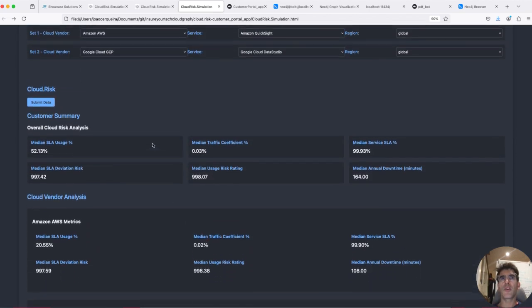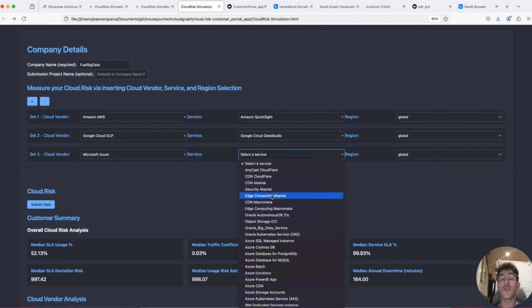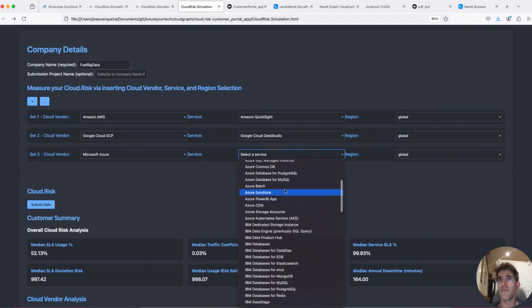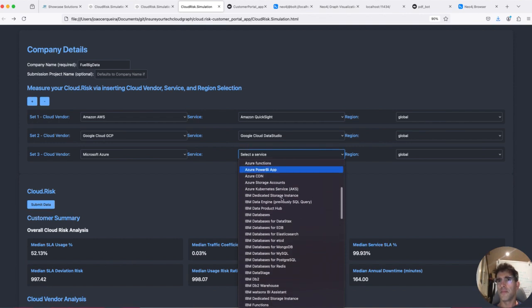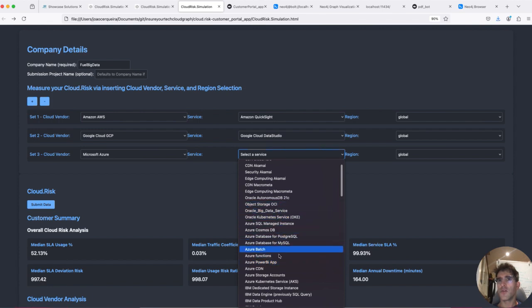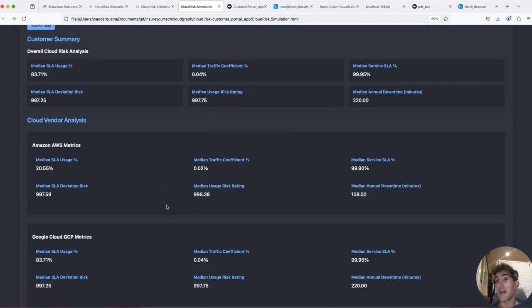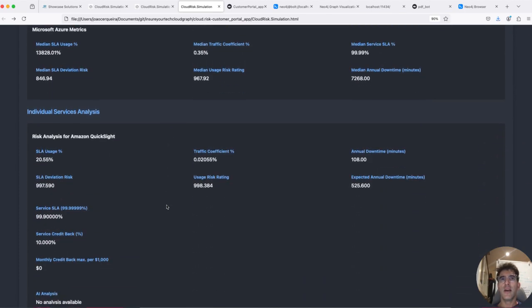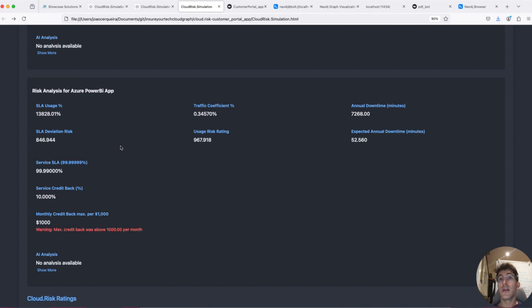I'm going to add another tool, which I already know has not been as successful, which is Microsoft Azure Power BI. In Microsoft Azure Power BI, the service reliability has not been as good. And as a direct consequence, they've used more than their SLA allowance.